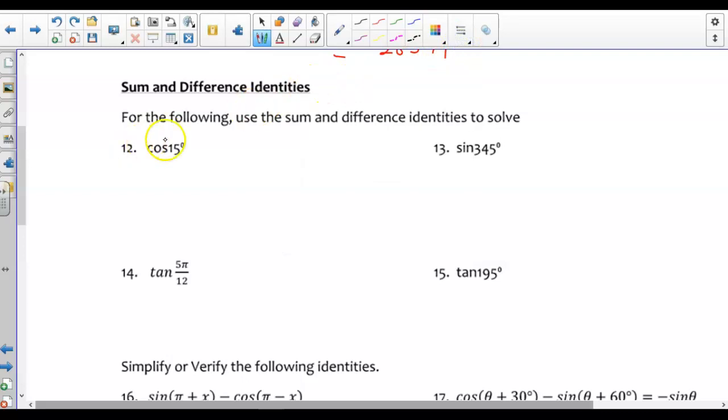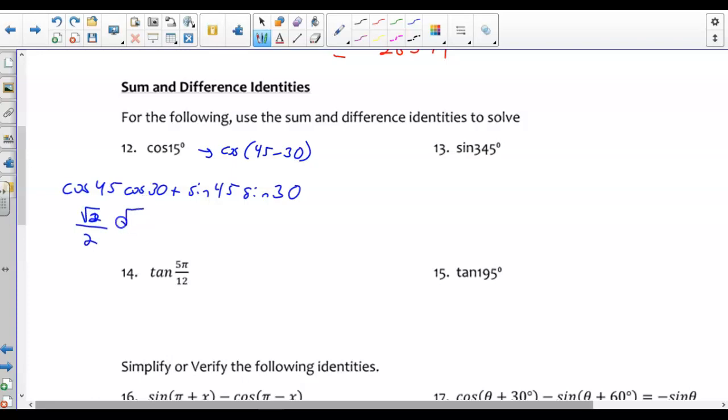Starting off right here, cosine of 15. Well, I got to do subtraction to get this one. All right, so I'm going to do 45 minus 30. Wait a minute, let me think. I wrote that wrong. I'm off to a bad start. Cosine of 45 cosine of 30 plus sine of 45 sine of 30. So look at your unit circle, pull up one, Google, however you got to get it. This is radical 2 over 2. This is radical 3 over 2. This is radical 2 over 2. And this is 1/2. So when I multiply here, oh, I did not mean to put that mark there.